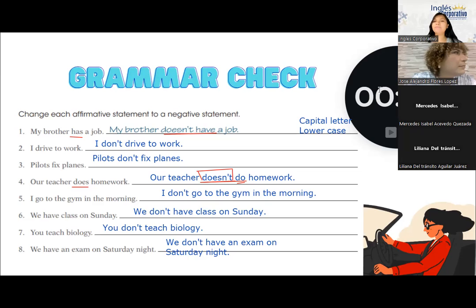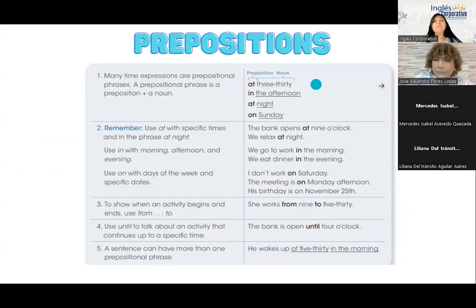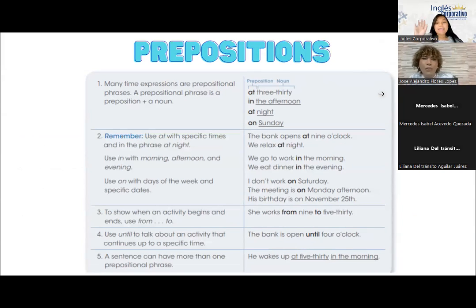Very good, okay? Do you have any question? ¿Tiene preguntas? Do you have any doubt? ¿Dudas? ¿Preguntas? If not, vamos con prepositions, okay? Prepositions. Okay. Pay attention because this is very important.